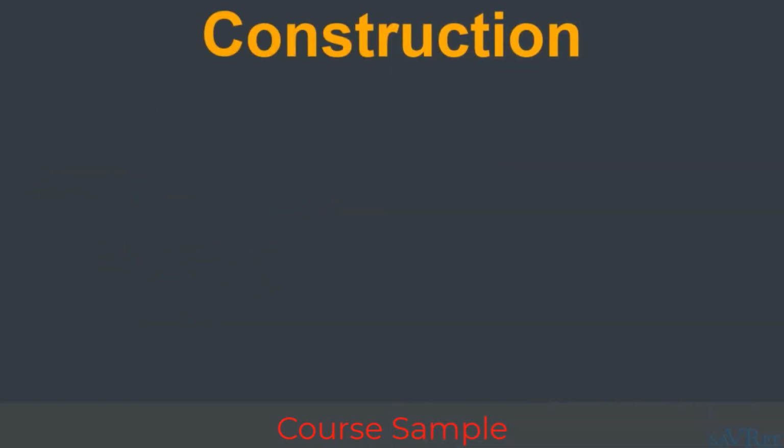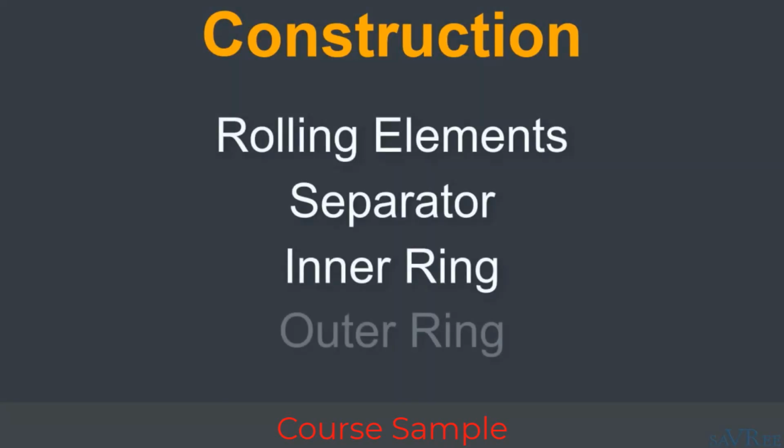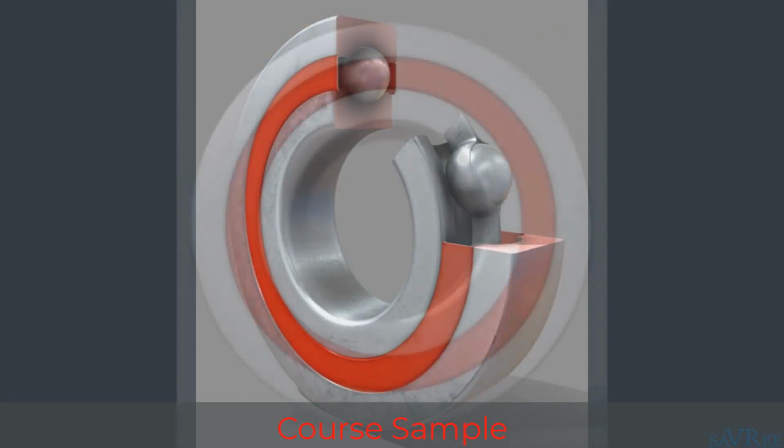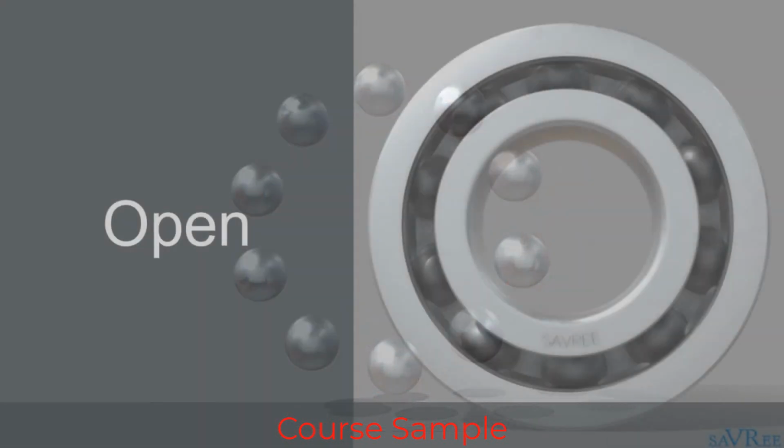An anti-friction bearing consists of rolling elements, a separator, an inner ring, an outer ring, and sometimes a shield or a seal. You're now looking at a cross-section of a ball bearing. Let's take the bearing apart and look at each of its parts individually. This particular bearing uses balls as the rolling elements.